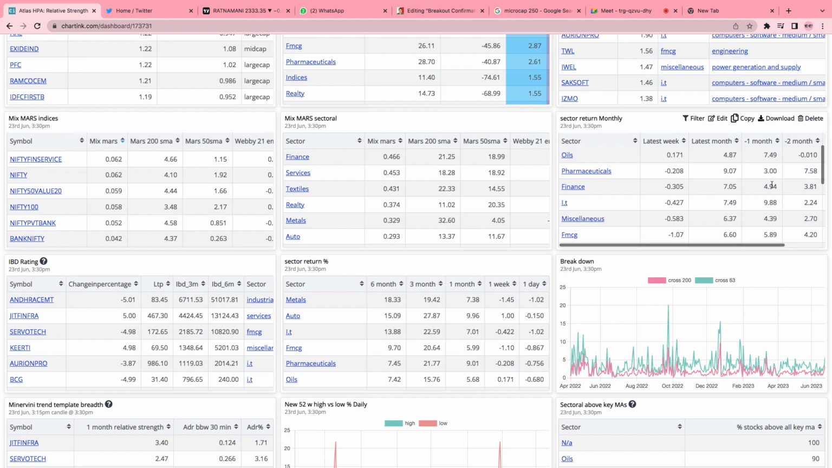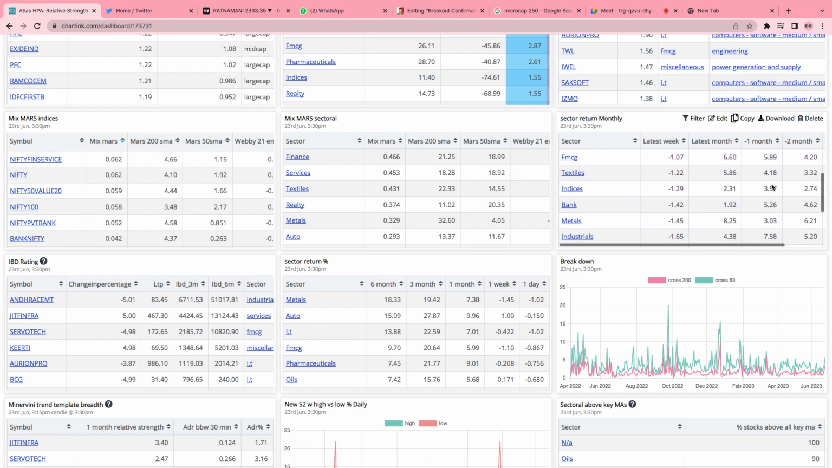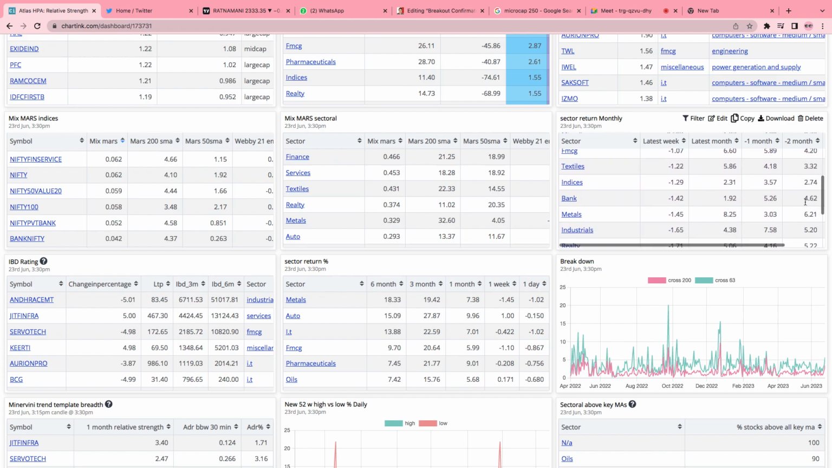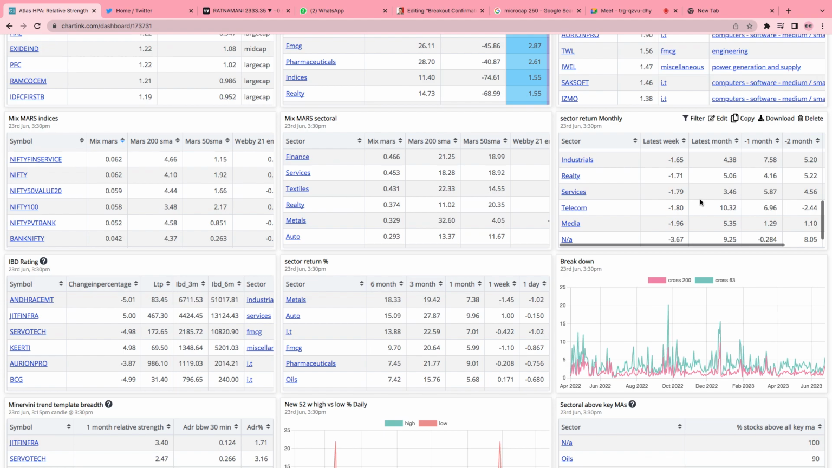Whereas for something like banks, you see that 2 months ago it had a 5% return. The next month also it had a flat return, and then the next month the return actually deteriorated, which means it was losing steam. So this is another way to visualize sector rotation and outperformance.